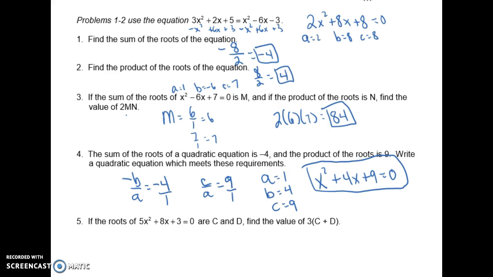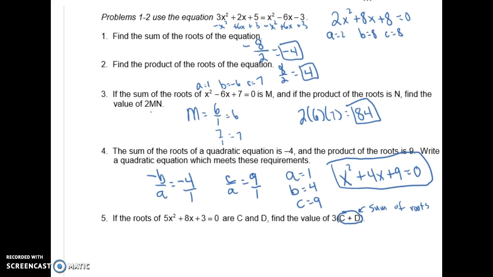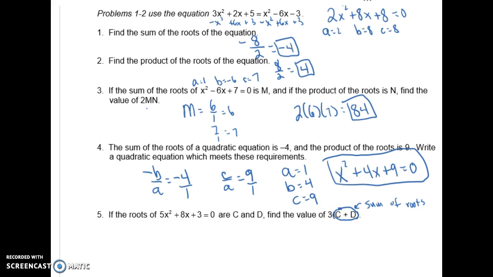And then one more, number 5. If the roots of this equation are c and d, find the value of 3 times c plus d. Well, this part right here is identifying the sum of roots. We're going to find out what the sum of the roots is, and then we're going to multiply that by 3. Well, the sum of the roots is just negative b, which in this case would be negative 8, over a, which is 5.